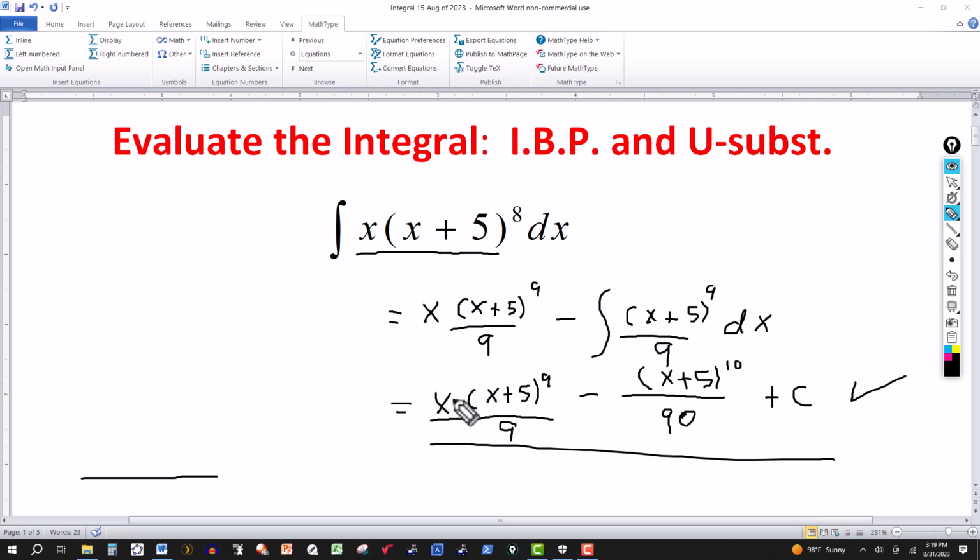So let's do the first part here. Let's take the derivative of x times (x plus 5) to the 9th over 9. Because we have two expressions involving x, we have to use the product rule. So let's do it this way. It'll be x times the derivative of this expression here. I would bring this power here, 9 times the coefficient, the 9's would cancel out, then I subtract 1 from the exponent, I get 8. So this will give me (x plus 5) to the 8th.